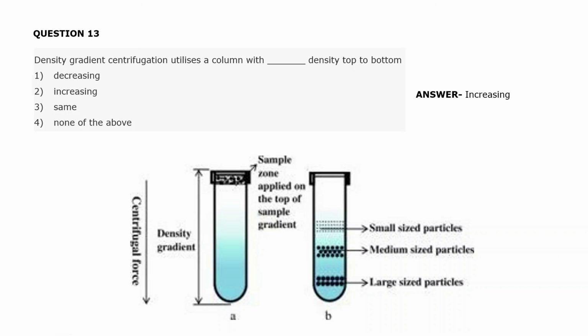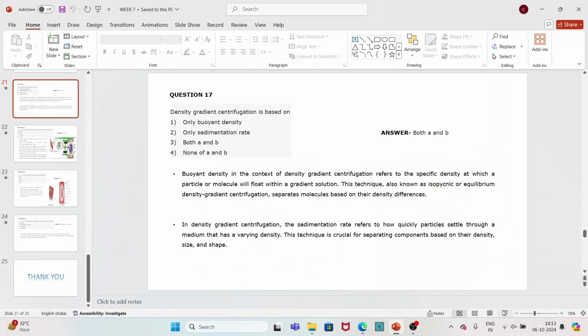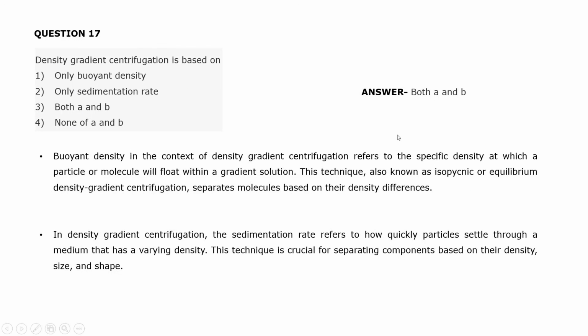The buoyant density of the particle should always be similar to the density of the sucrose layer, or the sucrose gradient, that is present in that subsequent layer. So that's why the particle stops at that particular gradient and does not move, as compared to the other particles having the higher density. So that's what buoyant density means. It is also called isopycnic or equilibrium density gradient, because it is related to density, right? So density differences should be similar in both cases, so the particles won't move further.